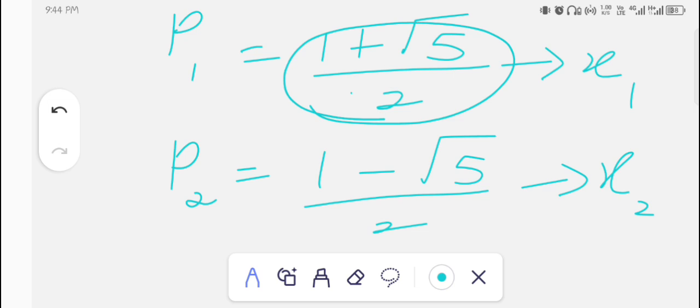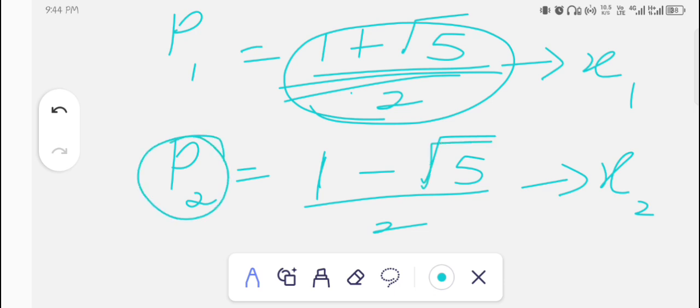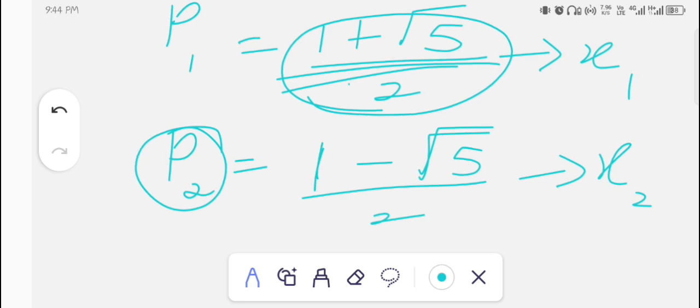However, in this case here, the value of p1 will be positive, right? Since the root of 5 is positive, and we have 1 plus a positive value divided by 2, it will result to a positive value. Very good. However, 1 minus the root of 5 in p2 will result to a negative value. Good. So look at what happens here.